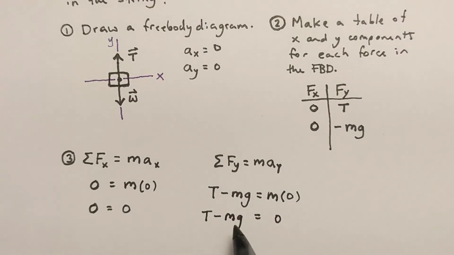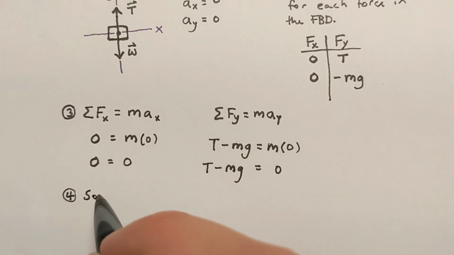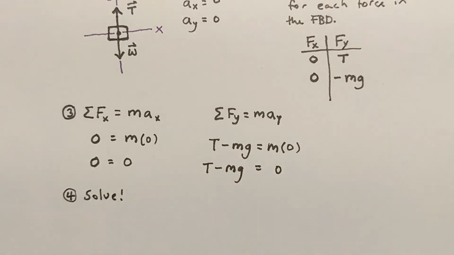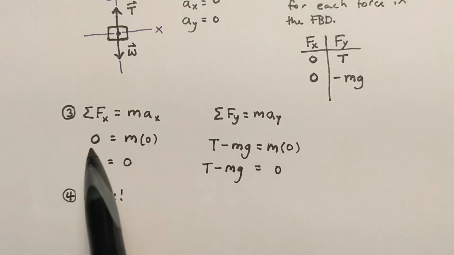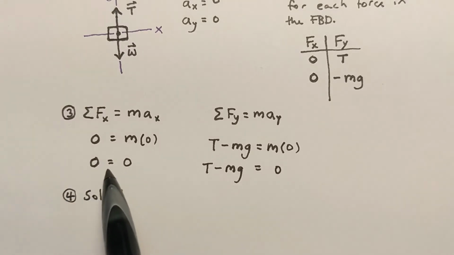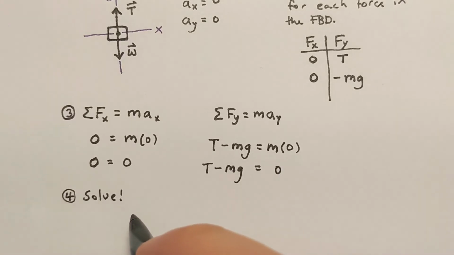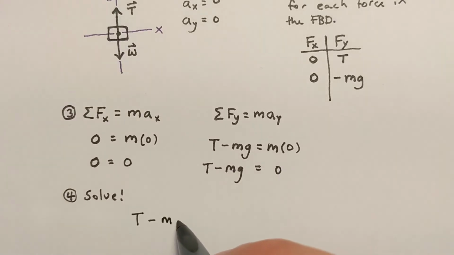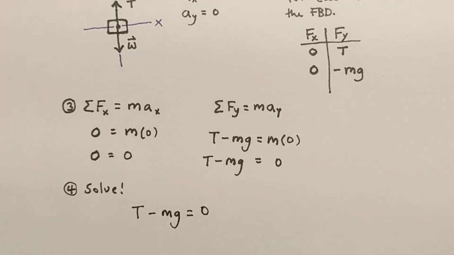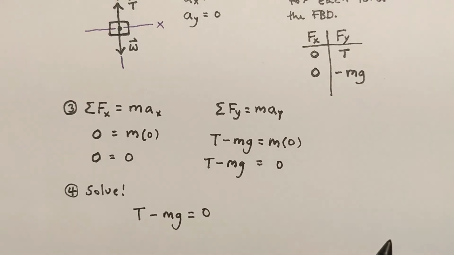Okay, so now step 4, let me solve for whatever it is that I'm looking for. So step 4 is going to be to solve. Usually in step 4, we're going to end up with some sort of system of equations. Here, it's easy because in the x direction, we don't have any forces acting along the x direction. So we really only have one equation to worry about. So I'm going to rewrite it. Tension minus mg equals 0. And now let me go ahead and substitute in whatever values were given to me in the question.